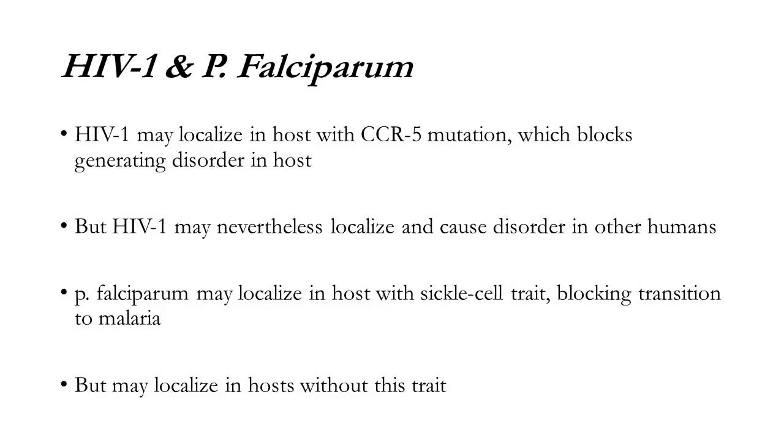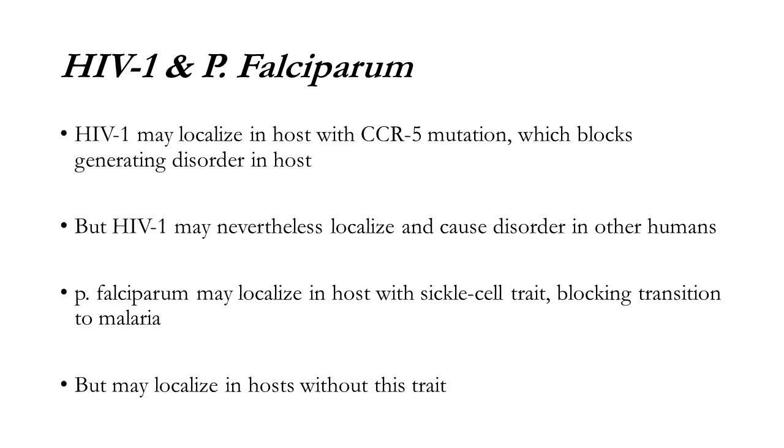This is because we have cases like this that we'd like to cover as pathogenic. So HIV-1, it may localize in a host that has a CCR5 mutation. That mutation blocks the generating of disorder in the host. It does not mean, though, that HIV can't localize and cause disorder in other humans. It's just that this is sort of an outlier case, right? Some humans have a sort of native resistance to it. Similarly with P. falciparum, it may localize in hosts with sickle cell trait and block transition to malaria, but it might also localize in hosts without this trait.